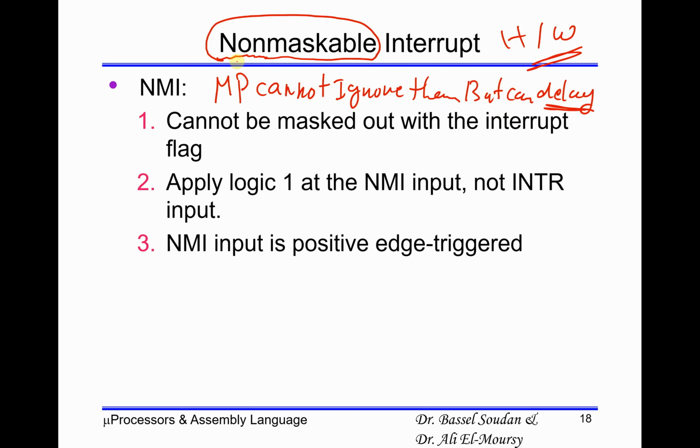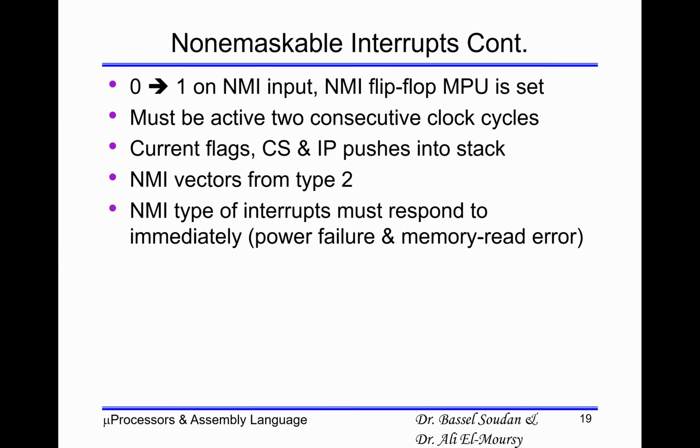Mask means you put some cover on, that means you hide from it. Non-maskable means you cannot hide from it. So the microprocessor cannot ignore it, but it can delay it. It cannot be masked out with the interrupt flag. And as we mentioned, these are received on the NMI input pin.